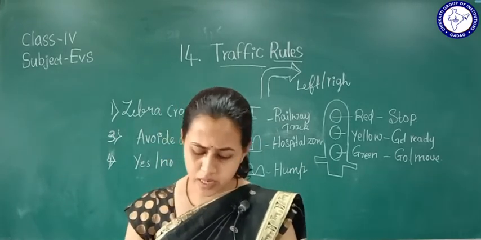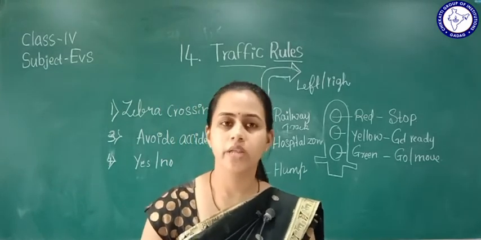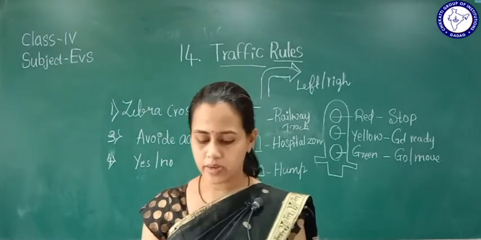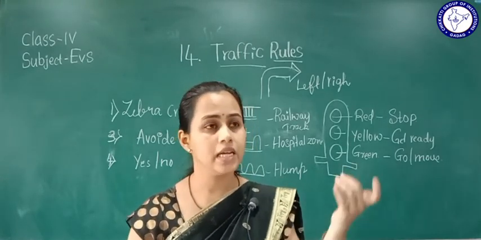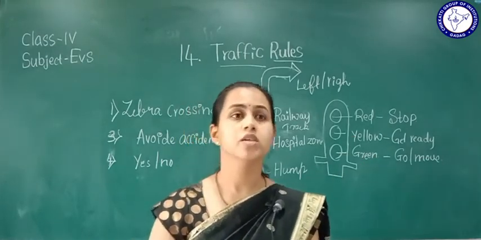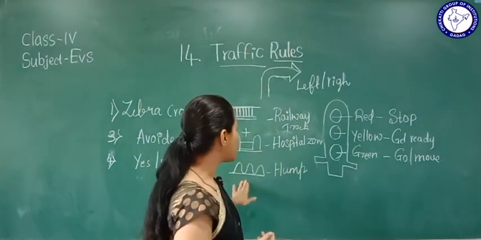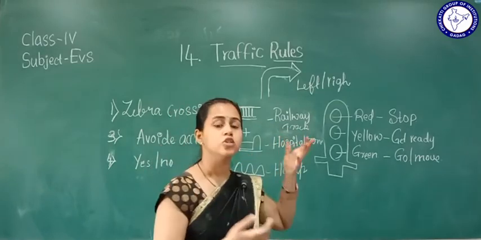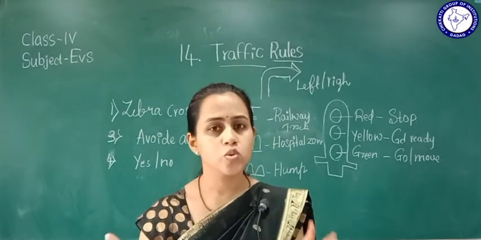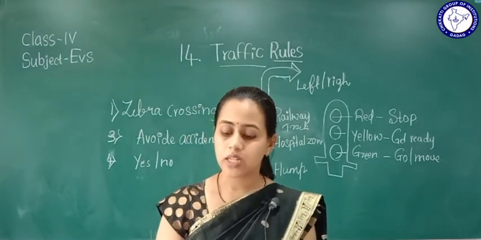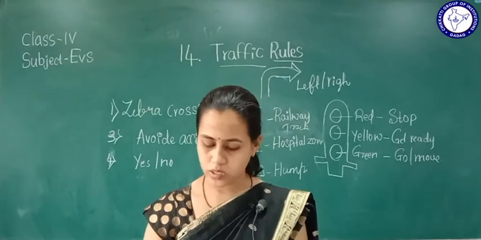In cities, the transport department gives training to school students on traffic rules. You also have visited. Though they go to the transport department, they learn what exactly the traffic rules are. We know the basics: red light, yellow, green, left, right, hump, hospital zone, railway zone. These are the basics we know, but when they visit the transport department from school, they learn more about traffic rules.